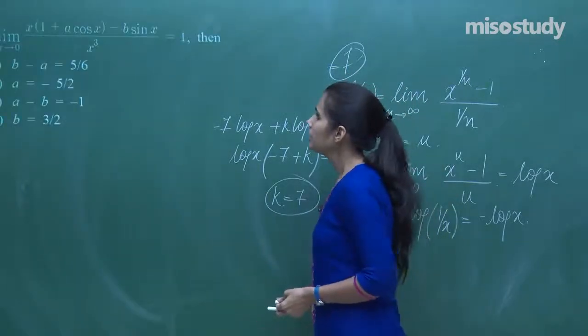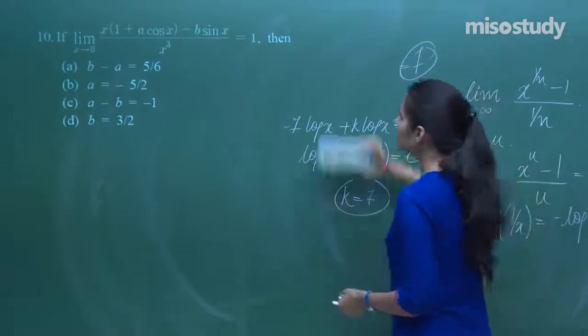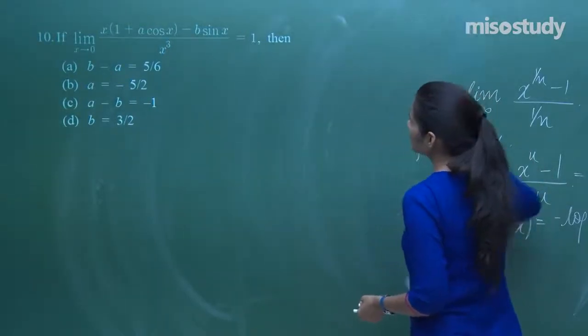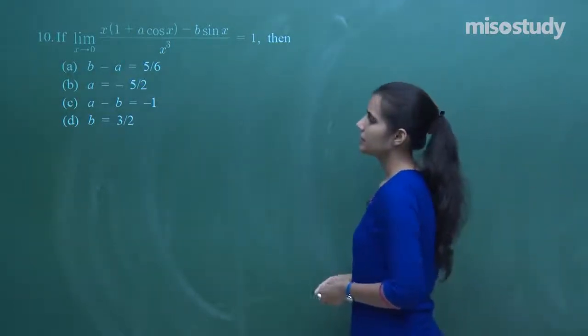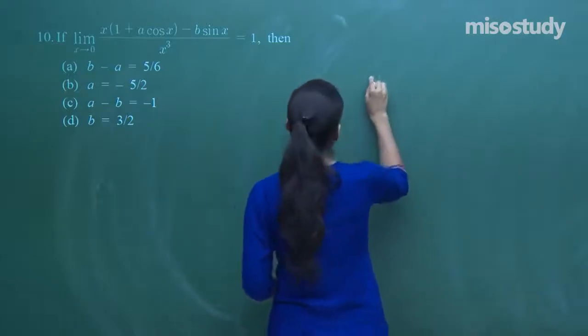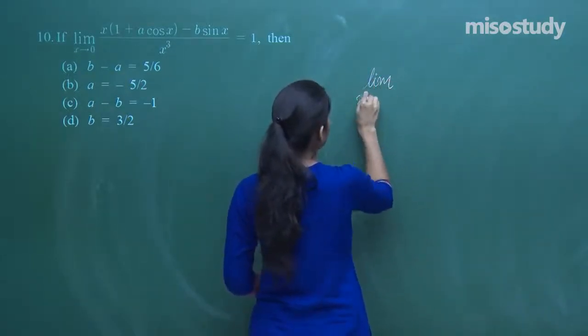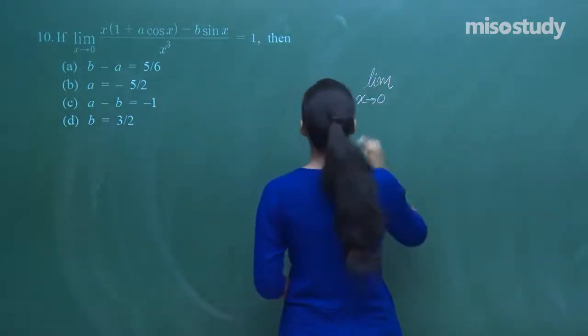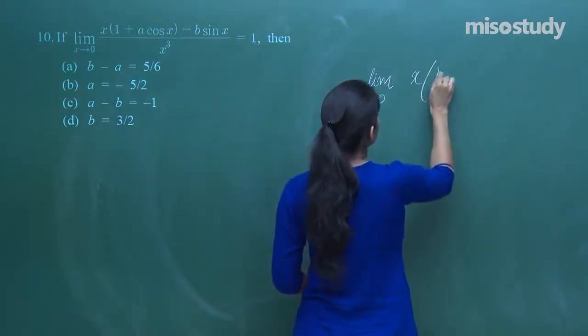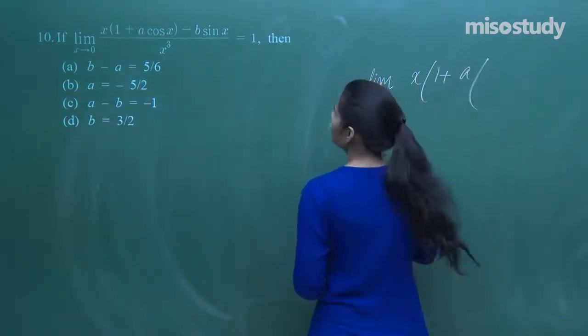We have, if limit x tends to 0, x into this expression minus b sine x whole upon x cube is 1, then a and b are what? What is the relation they basically satisfy? So let's understand, this is limit x approaches 0, x into 1 plus a cos x.